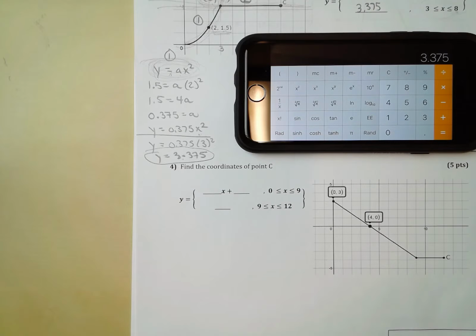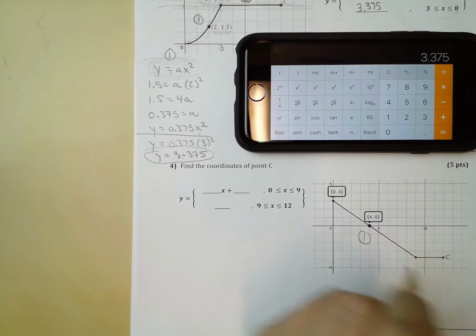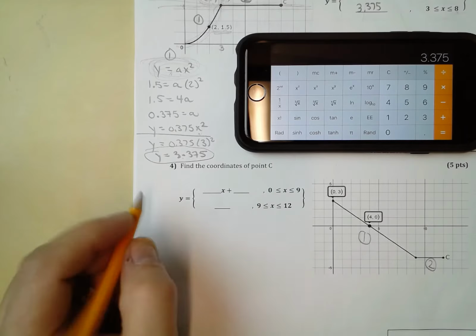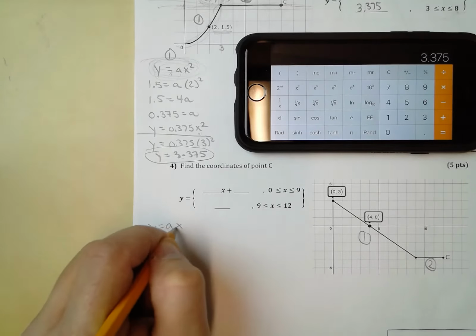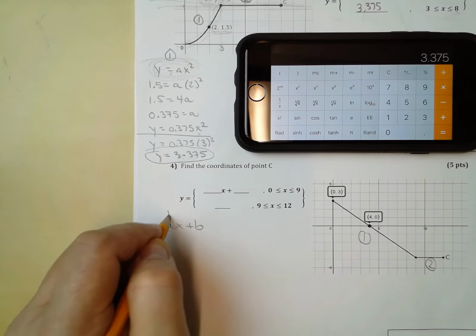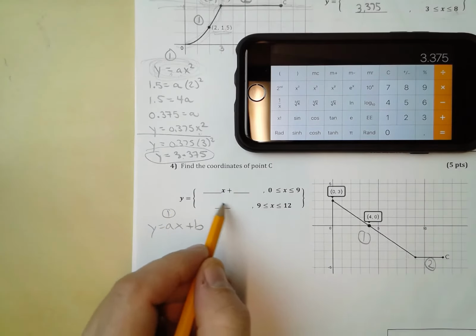Hey, find the coordinates of point C for number 4. Once again, number off those functions. First one's linear, second one's a constant function again. The linear one, we know nothing about it except the general rule, which is y is equal to ax plus b. And we know at some point we're going to have to get the specific rule for that one. And we have that constant function down here, and we're going to have to get the specific rule for that one. Function number 2 being y is equal to some constant, some number.